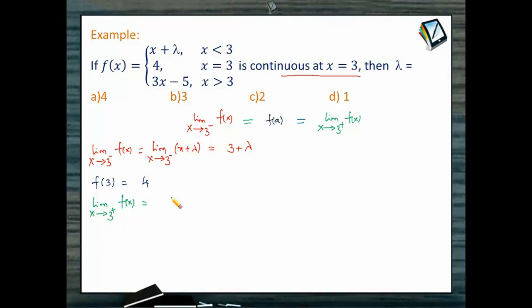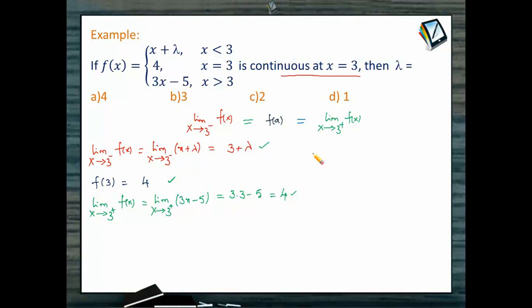Now limit x tends to 3 plus f of x is the limiting value when the function is to the right side of 3. To the right side of 3, how is the function defined? It is 3x minus 5. Now 3 is well within the domain, so directly substitutable. It is 3 into 3 minus 5, so it comes to be 9 minus 5, that is 4. Now we are able to calculate the left hand limit, right hand limit, and the functional value, right?